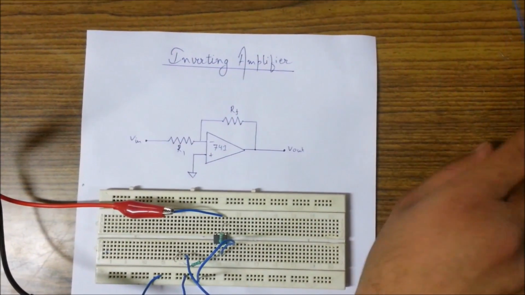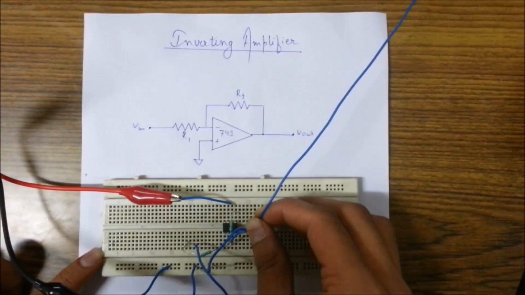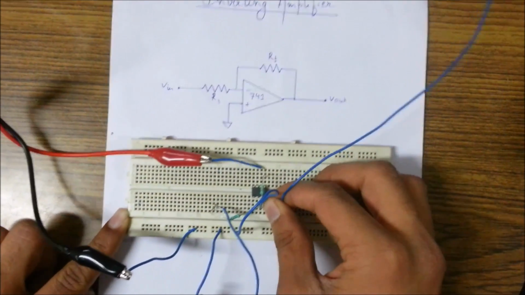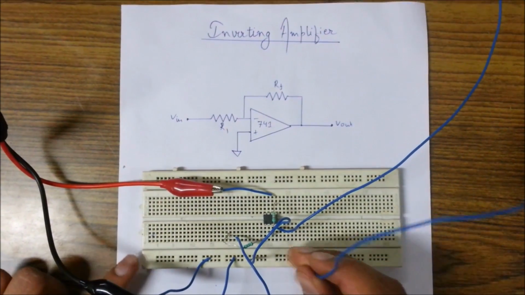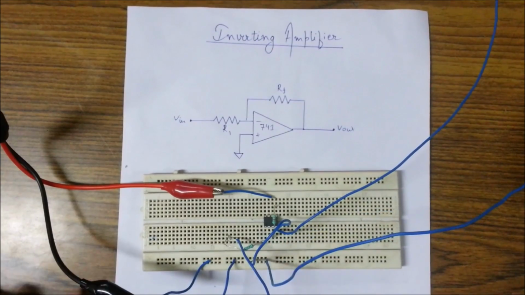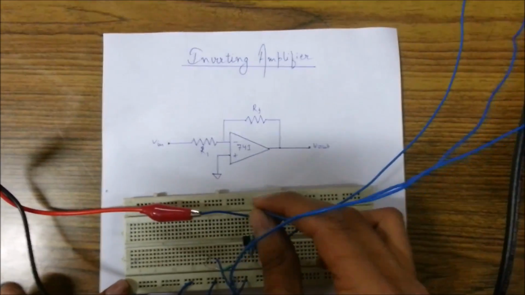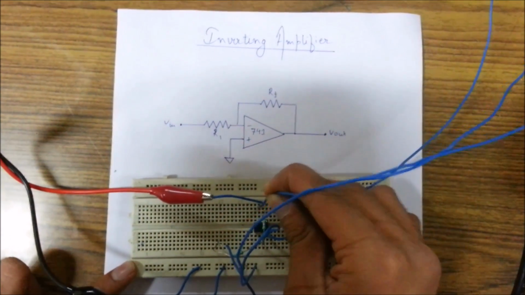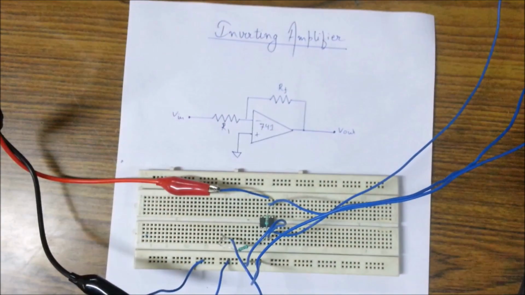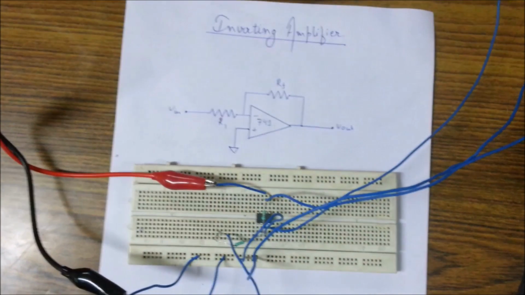Now it's time to apply DC biasing, applying minus 15 volts to the 4th pin, that is minus VEE, setting up the ground connections, applying plus 15 volts to the 7th pin, that is plus VCC. So now our circuit diagram is complete.